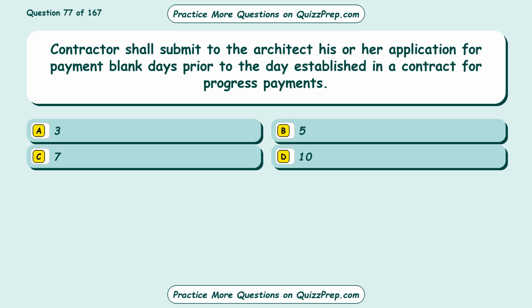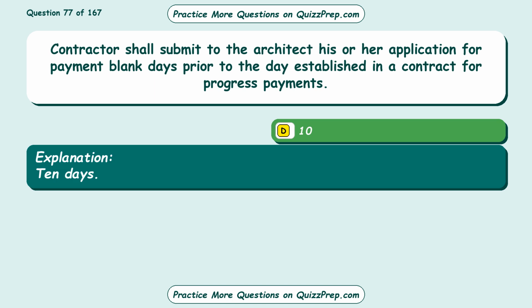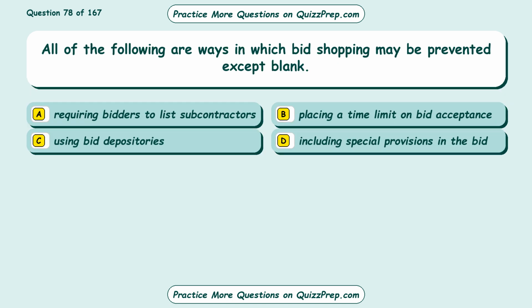Question 77. Contractor shall submit to the architect his or her application for payment blank days prior to the day established in a contract for progress payments. Option A, 3. Option B, 5. Option C, 7. Option D, 10. The correct answer is option D, 10. 10 days.